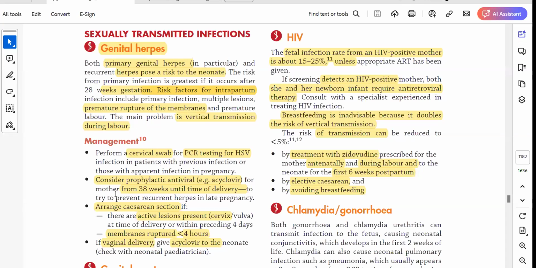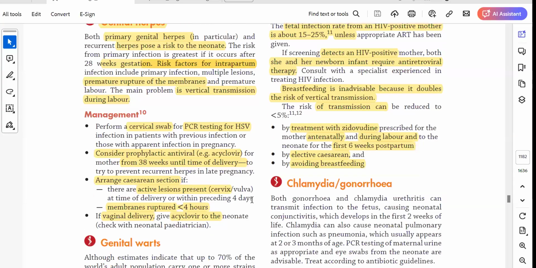Consider prophylactic antiviral for the mother from 38 weeks until the delivery to try to prevent recurrent herpes in late pregnancy. So what we normally do is, if the patient tested positive for herpes simplex virus, then prophylactically you need to give antiviral from 38 weeks until delivery.